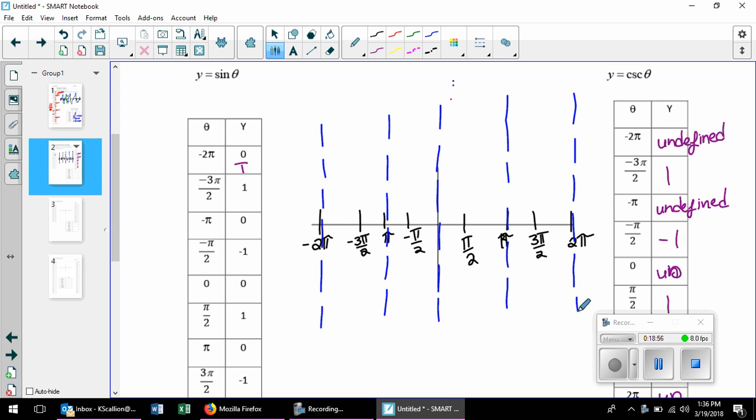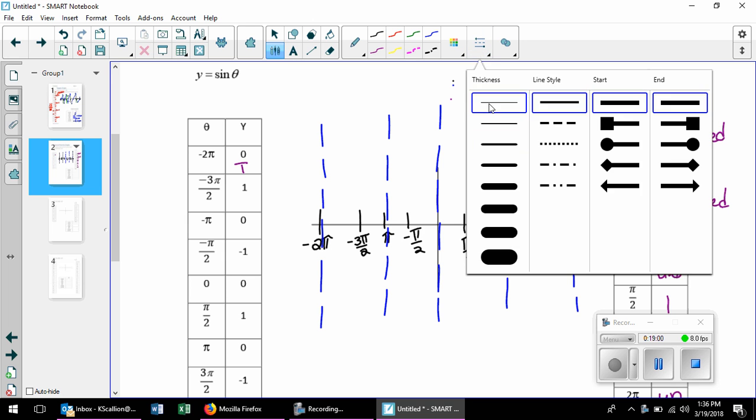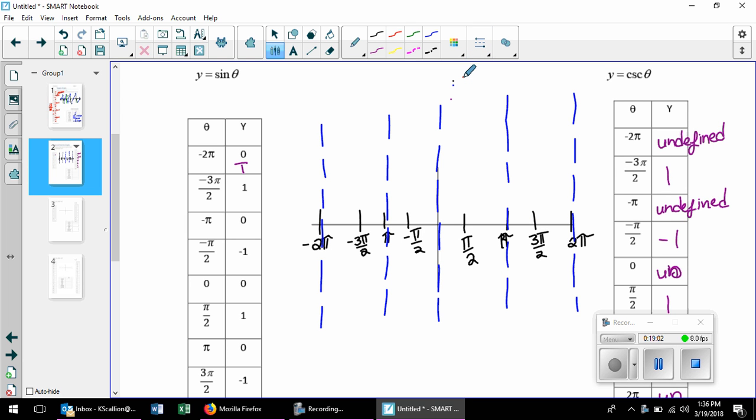All right, so if I were to plot the points in that table, you're going to see my problem really quickly. I don't have enough data points because at -3 pi over 2, it's a +1. At -pi over 2, it's a -1. At positive pi over 2, the +1, -1.